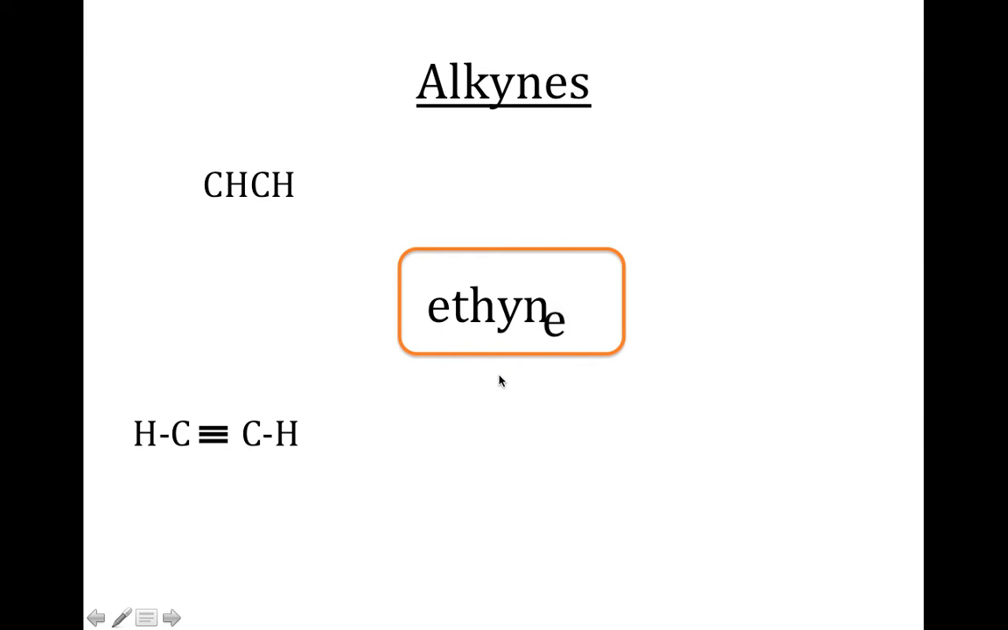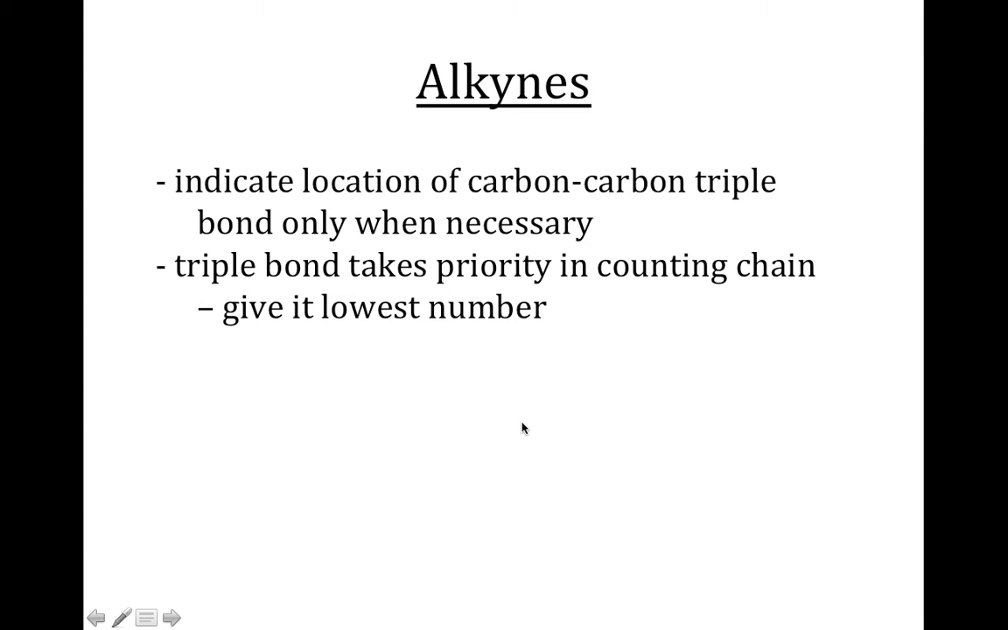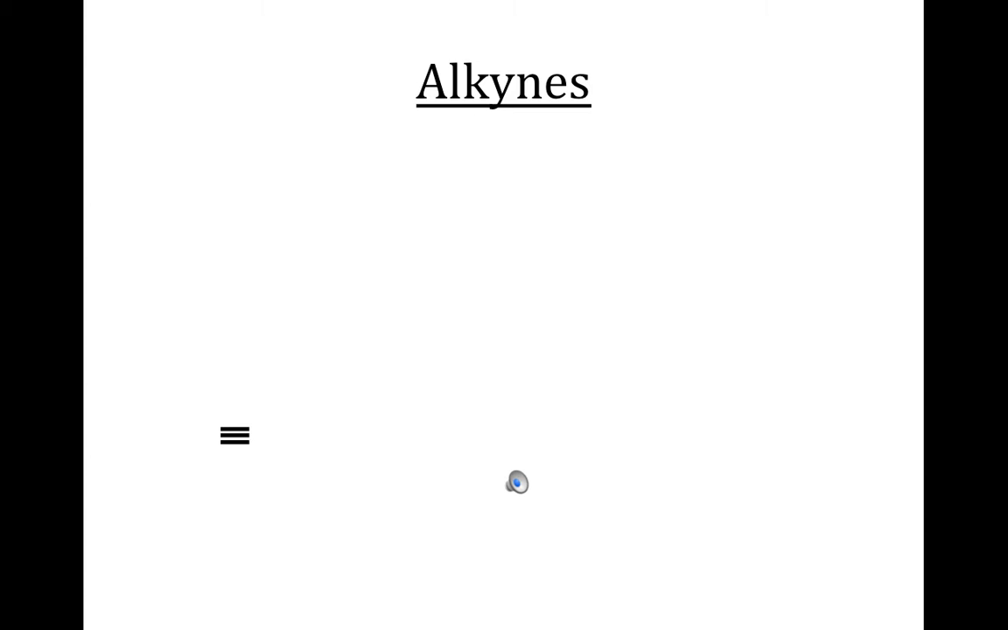And so we say that has to be ethyne. Eth for the 2 carbons, yne for the triple bond. We don't have to put a location in the triple bond because it could only be between the carbons. All right, just like alkanes, indicate location of carbon-carbon triple bond only when necessary. And the triple bond takes priority, so we love that. We give it the lowest number. Fantastic. And you can see things came in a weird order.